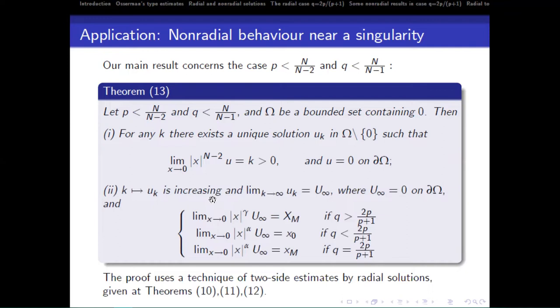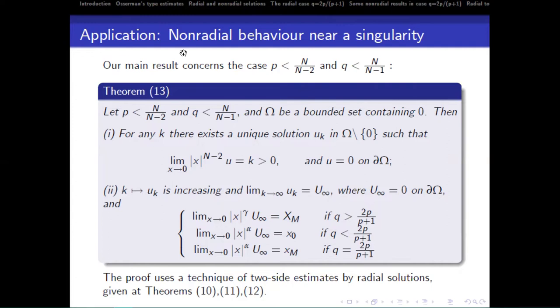As k tends to infinity, u_k converges to a function u_infinity, which is zero on the boundary of omega, and which has either the behavior of the eikonal solution if q is greater than 2p over p plus 1, or the behavior of the Emden-Fowler equation when q is less, with a special value when q is 2p over p plus 1. So these two constants are not equal. The proof uses a technique of two-sided estimates by a radial solution, the radial solution that we have constructed before in theorems 10, 11, and 12. So our theorem concerns an isolated singularity.